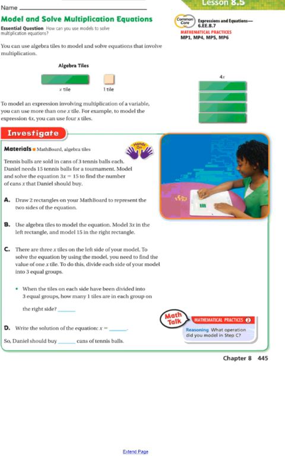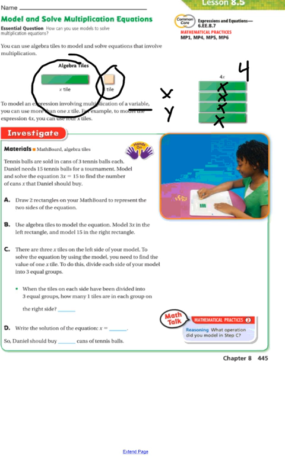Algebra tiles: the X tile and the 1 tile. To model an expression involving multiplication of a variable, remember this word variable is going to be your letter, whatever it may be. You can use more than one X tile. For example, to model the expression 4x, you can use 4 X tiles. So each of these tiles is going to represent X or 1x. So that would be 4x. Remember, here's your variable, and here's your coefficient.